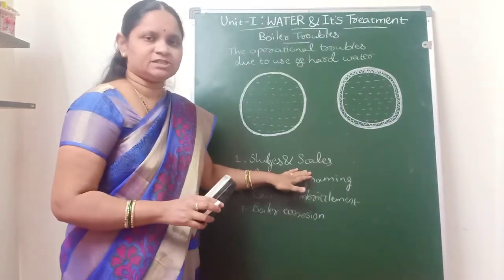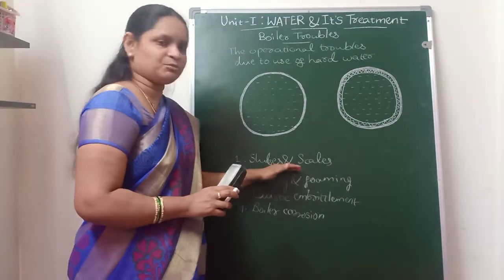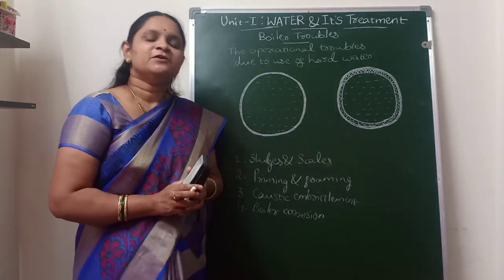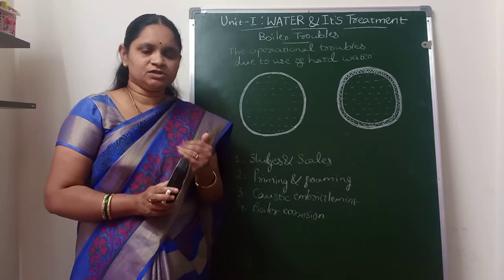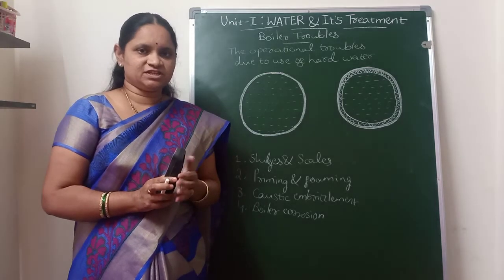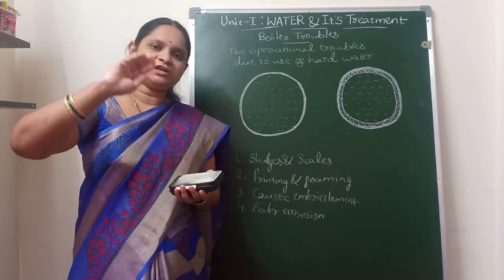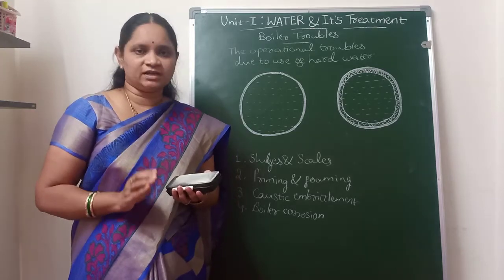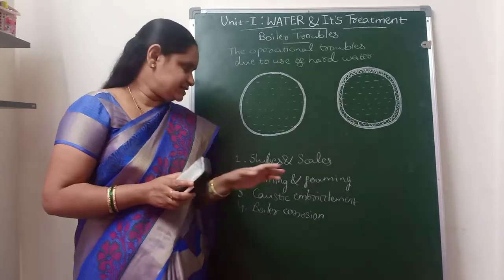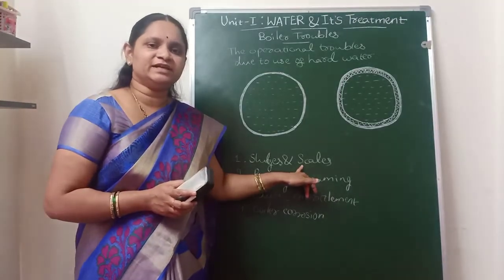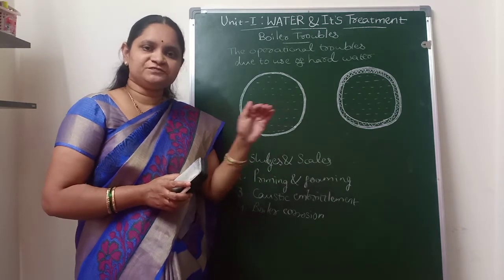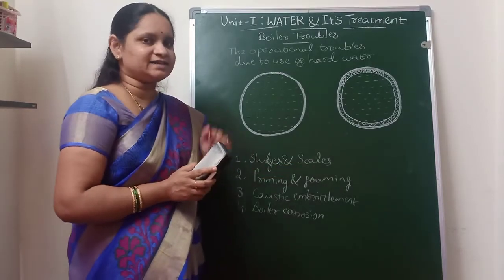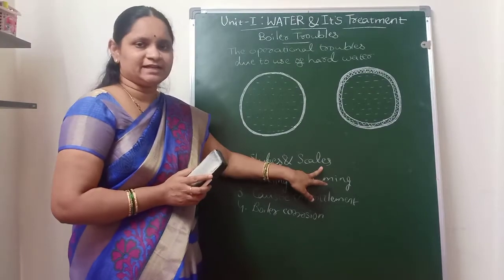Sludges and scales. This is one of the important types of boiler trouble which we generally come across. That is the formation of different kinds of precipitates within the boiler feed water. When we are generating steam from hard water, the pure water evaporates in the form of steam, whereas the dissolved salts remain within the boiler and form sludges and scales. These are different types of precipitates formed in the boilers. If the precipitates are soft and slimy, they are known as sludges. And if they are hard and sticky, they are known as scales. In detail, we will discuss later.